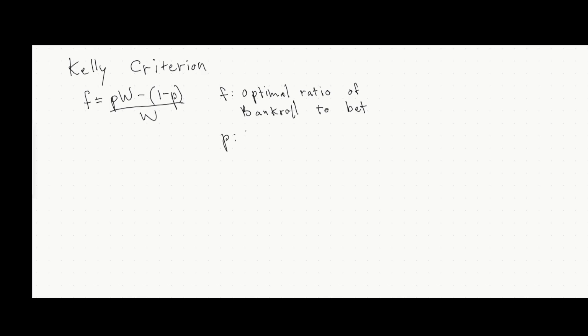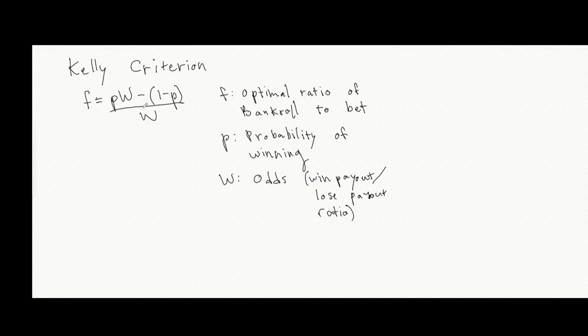P, this is the probability of winning each bet. And then W is your odds. So this is the win payout to lose payout ratio. Meaning this is the multiplier for your bet. So if you bet $1 and you've got 3-to-1 odds, every time you win, you're going to win $3 instead of 1. But if you lose, you just lose 1.